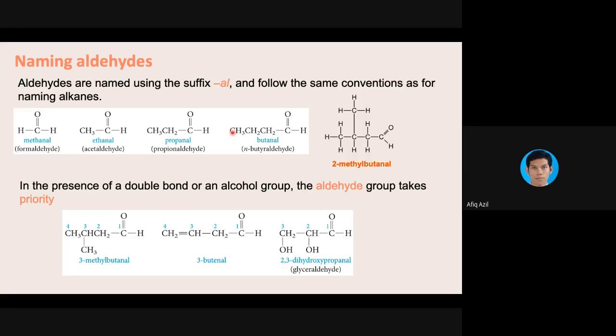As long as it is at the end, it will be an aldehyde. If you look over here, there is also a name in brackets. This is known as the common name. The one in blue is the IUPAC name. The IUPAC name follows the International Union of Pure and Applied Chemistry system, the proper way to name. But in brackets, the black colored one is the common name.